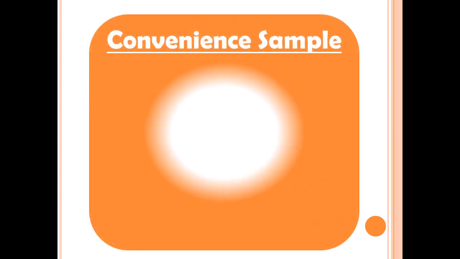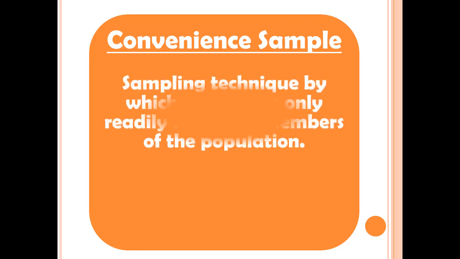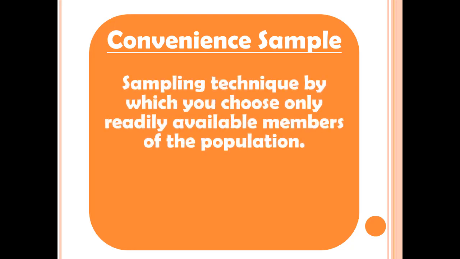Then we have a convenience sample, and a convenience sample is pretty much the sample that students take if you're given a project to do in statistics. So it's a sampling technique by which you choose only readily available members of the population.